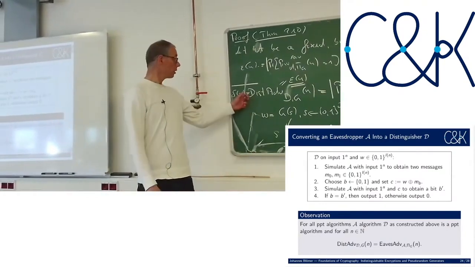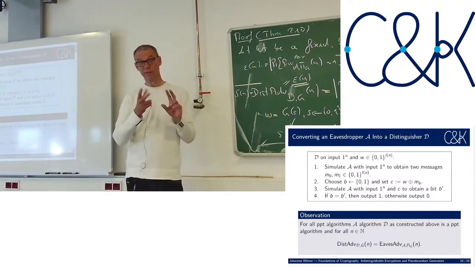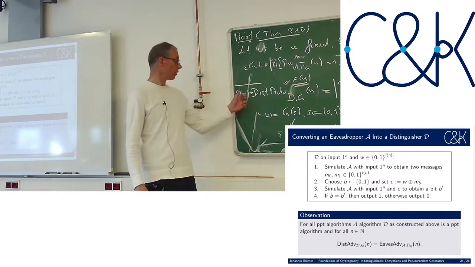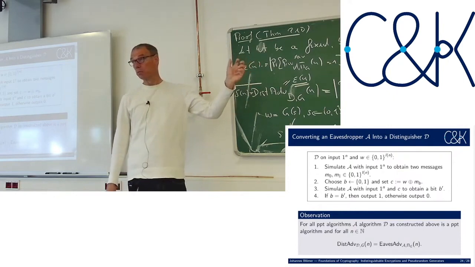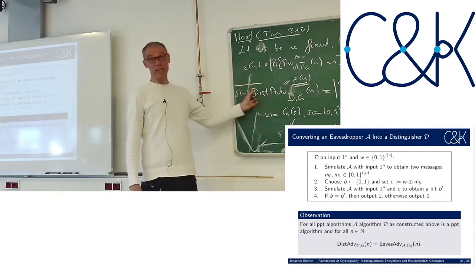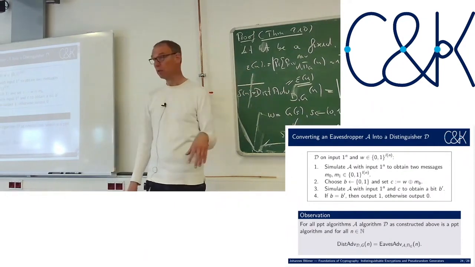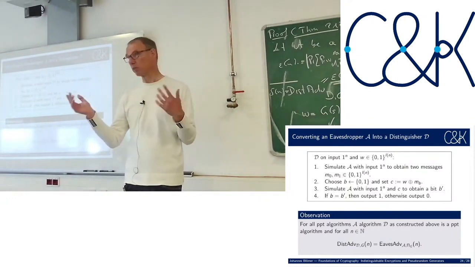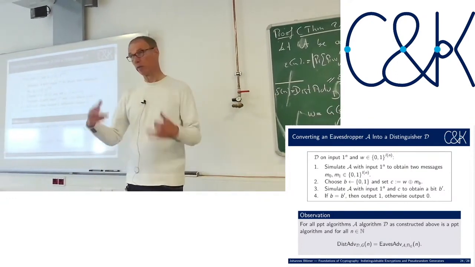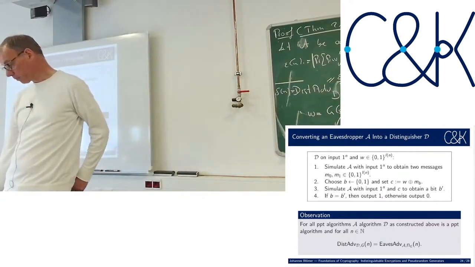Just to warn you, this is not always going to be the same in the future. There will be differences, but differences in such a way that I can still argue that if this is negligible, then this is negligible as well. This may be twice this, doesn't matter because 2 times negligible is still negligible. It may be a polynomial times this thing, polynomial times negligible is still negligible. Then we have our rules for negligible functions that we can apply.